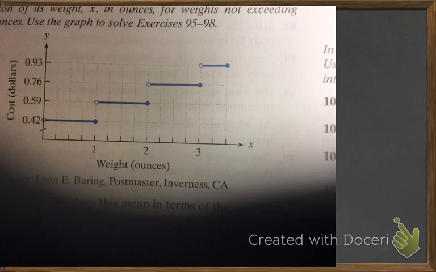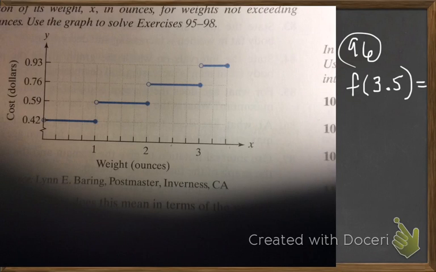So this is a graph where on the x-axis, if you'll look, they're measuring what on the x-axis? Weight. And this is like if you're going to mail something, they'll weigh it and tell you how much the postage is. And then on the y-axis, they're measuring cost in dollars. So we are doing number 96. And number 96 says, find f of 3.5. So is 3.5 an x value or is it a y value? It's an x value. So you're going to go over in your graph till you get to 3.5, which will be about right here, right?